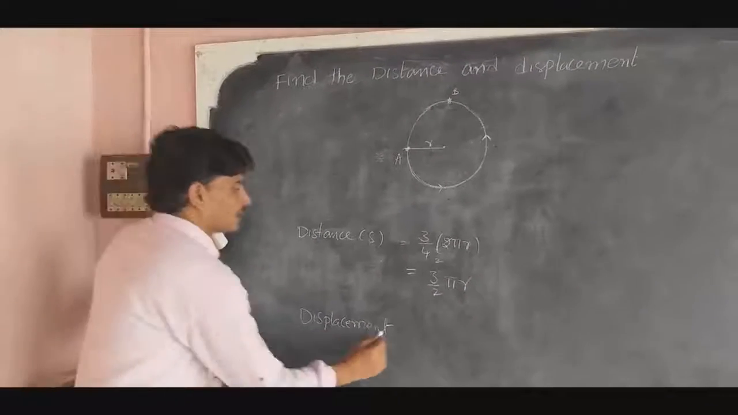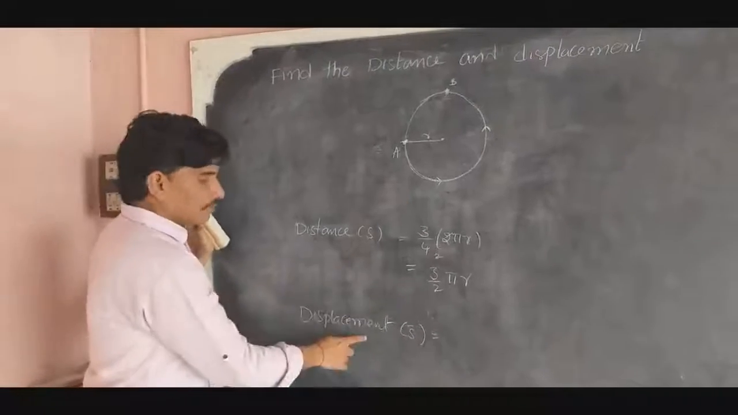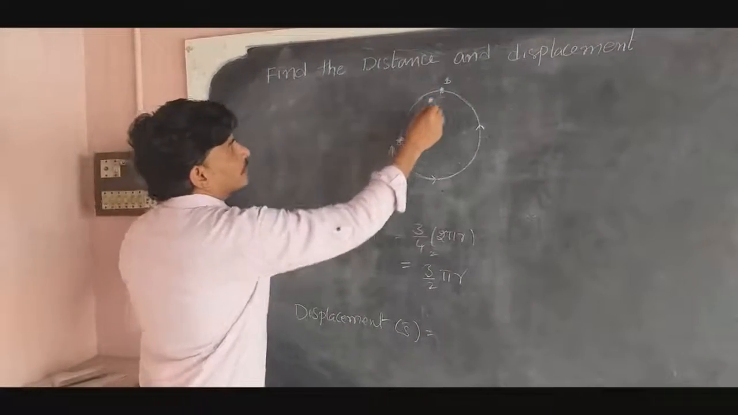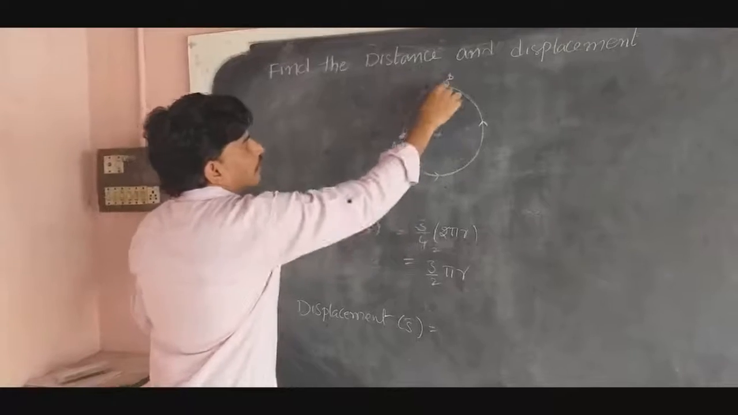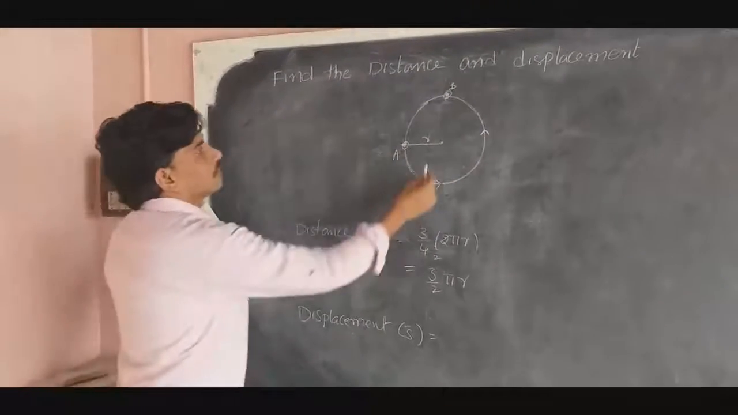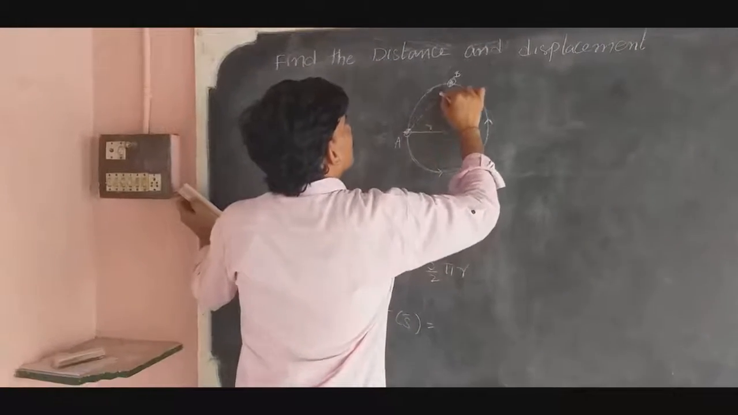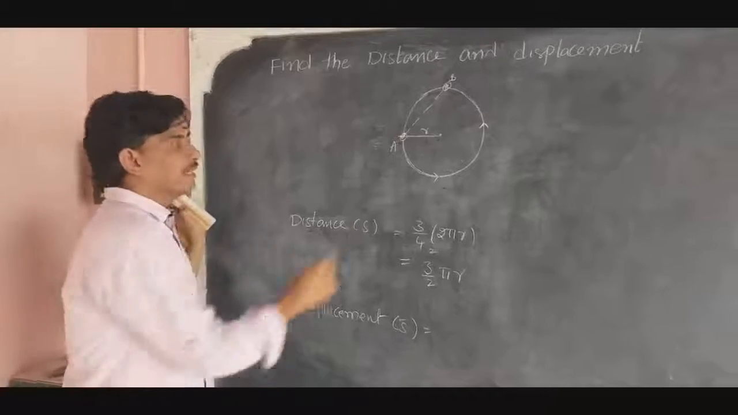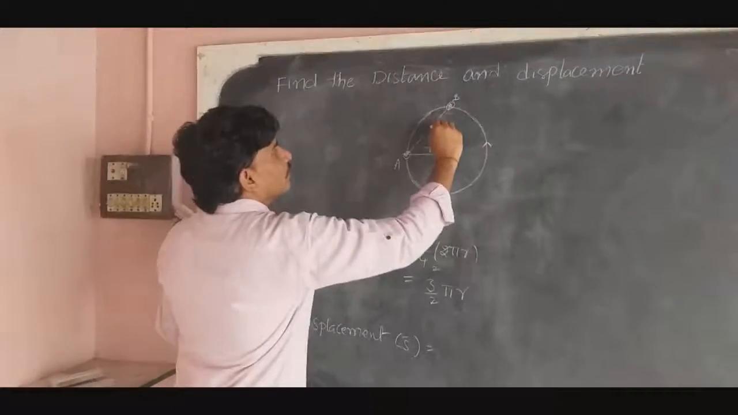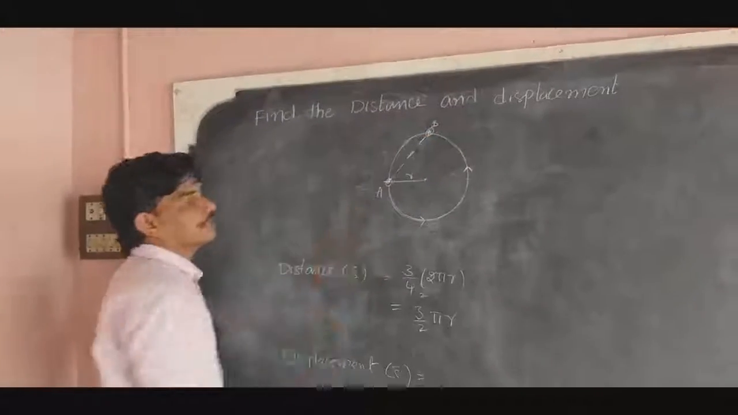Now what about the displacement? For the condition of displacement, we need to see only the initial position and final position. We won't consider the path followed. Am I right? Then what is the shortest path between these two? Yes, this is the shortest path between A and B. Then how to find the shortest path AB?